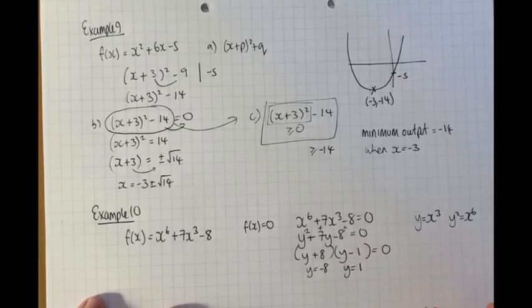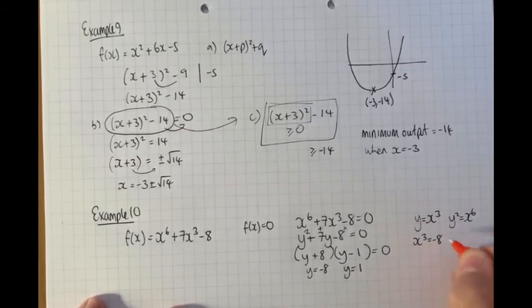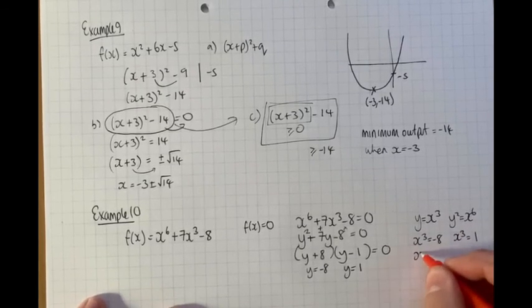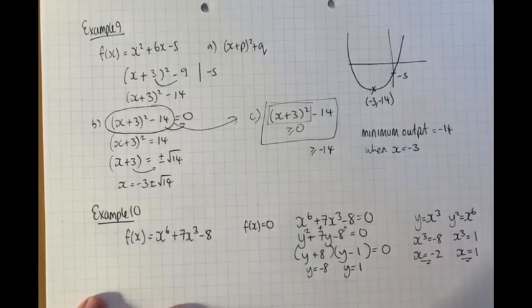Don't forget though, we were after the solutions in terms of x. Remember, y is x cubed. So we've got x cubed equals minus 8, x cubed equals 1. So if we cube root both of those, x equals minus 2, x equals 1. And those would be the 2 solutions, the 2 roots.